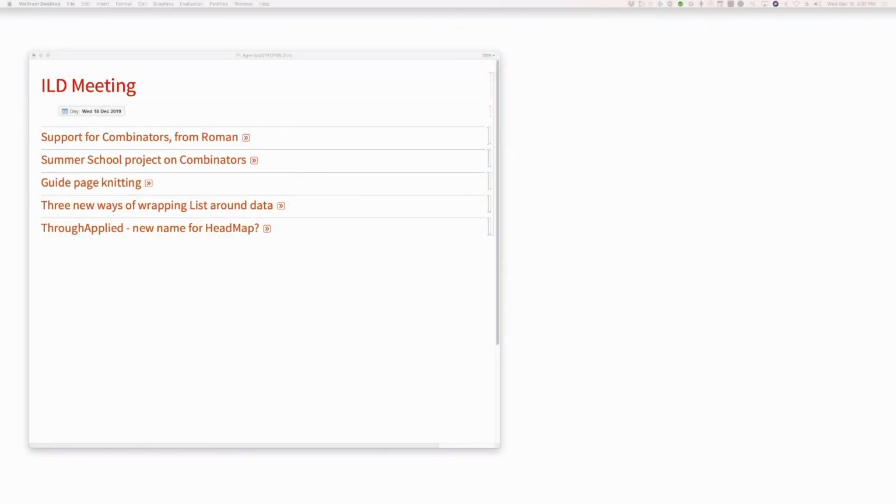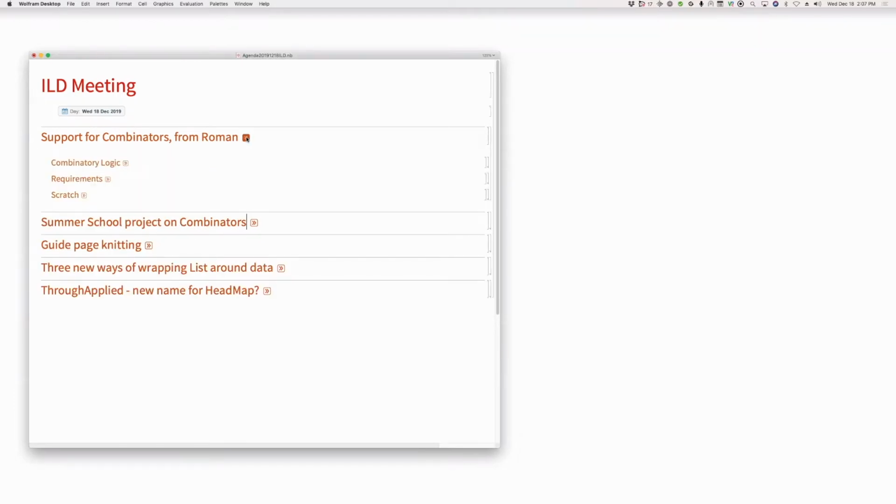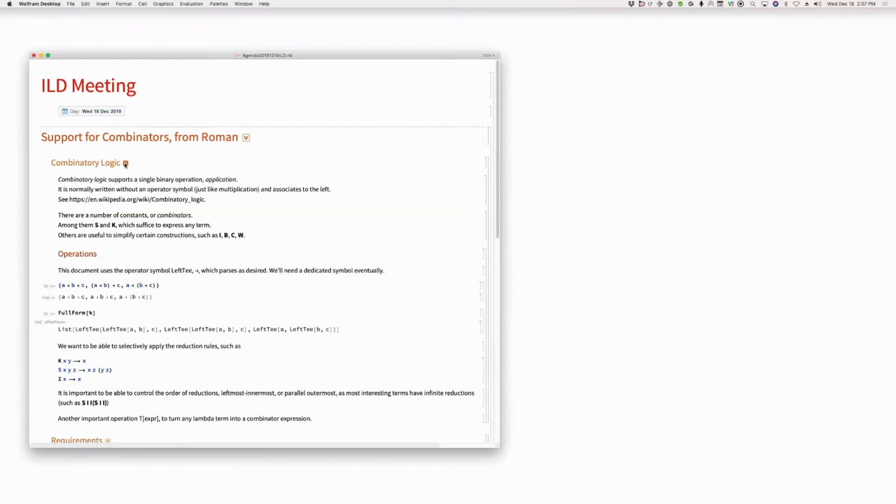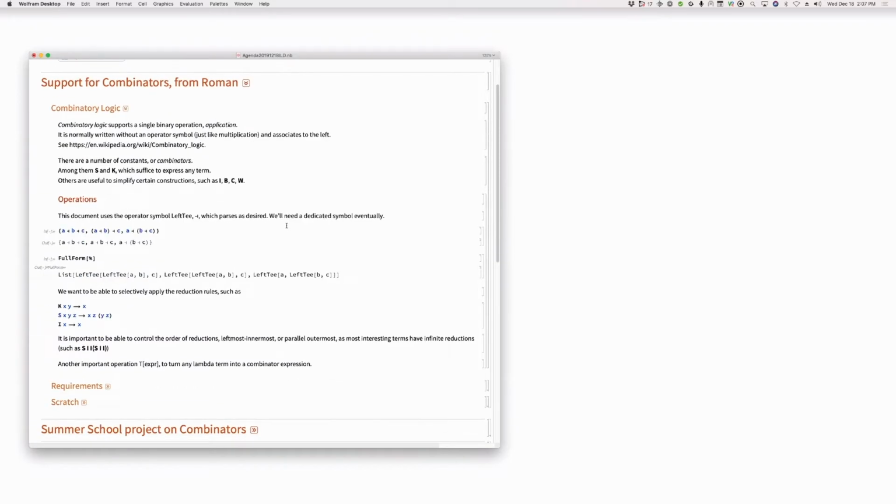Okay. Well, we're looking at incremental language development, and our big topic is combinators. 2020 is the centenary of the invention of combinators, and let's see. Well, let's talk about what we can do with combinators. Roman, do you want to?